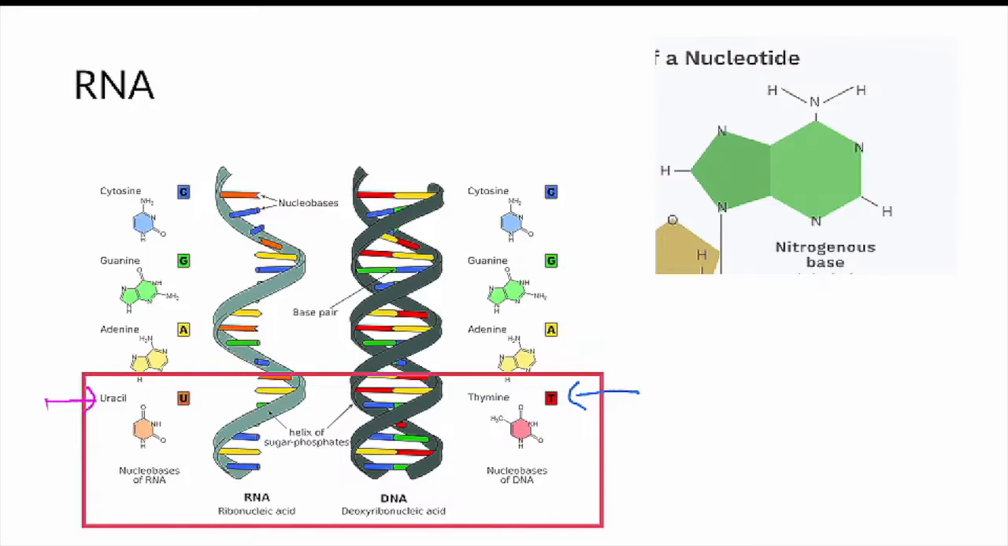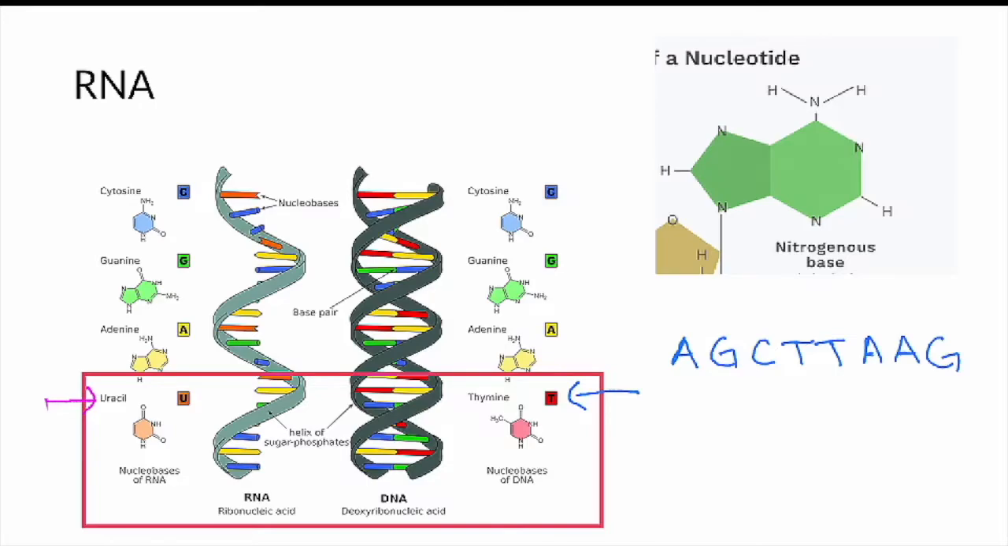So if we had a strand of DNA that was adenine, guanine, cytosine, thymine, thymine, adenine, adenine, guanine, what would be the complementary base pair in RNA? So what would RNA be the complement to this DNA?